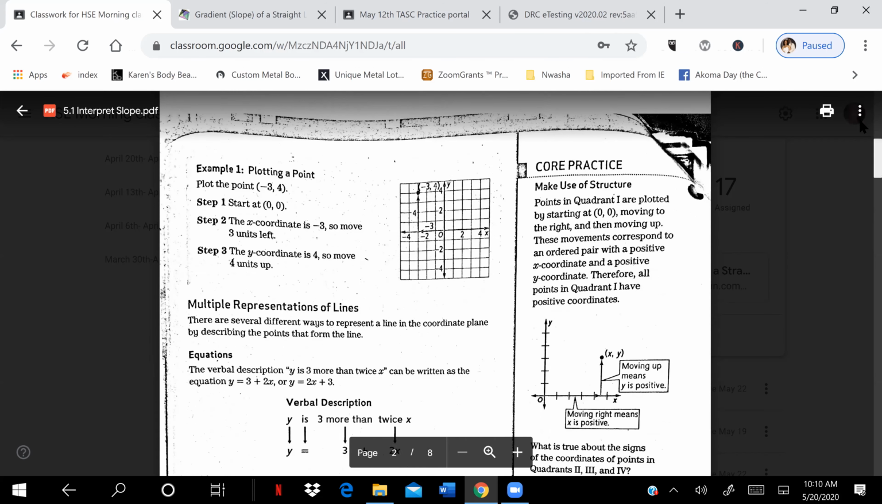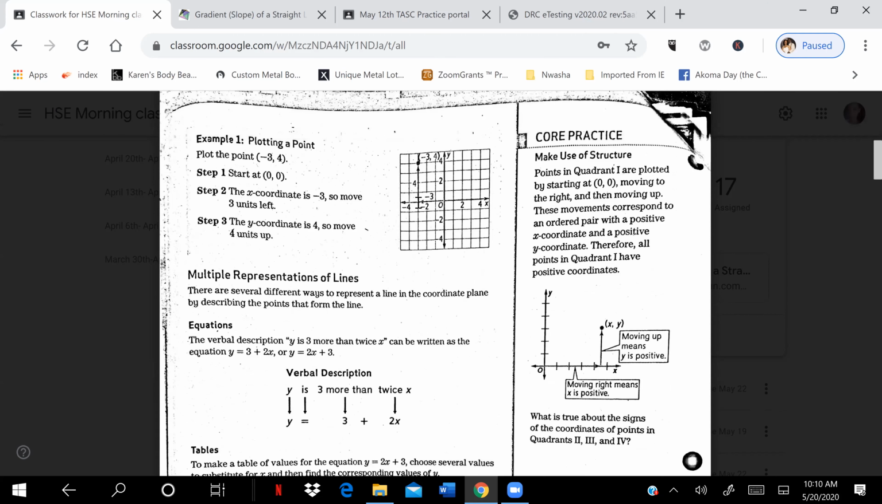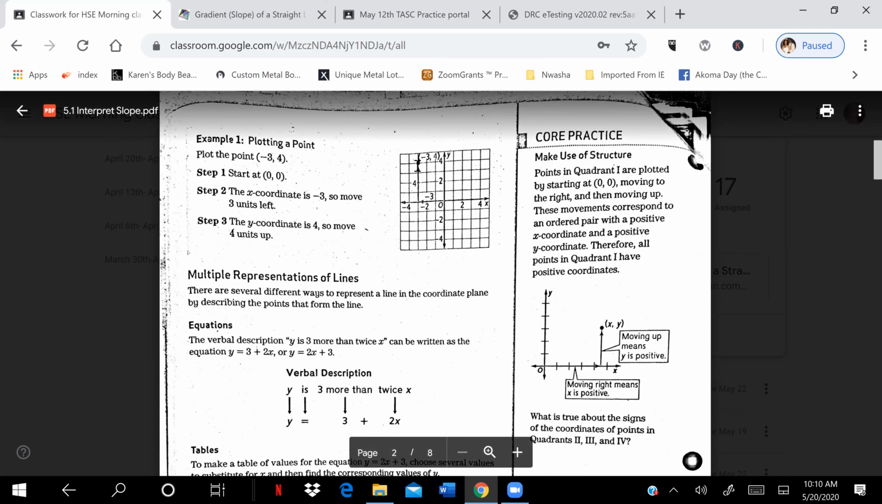So example number 1 is what we did in Math is Fun, just plotting a point. So it's telling you the steps, start at 0. This point is -3, 4. So from the 0, you're going to the -3. From that point, you're going to the +4. So you're moving 4 units up.